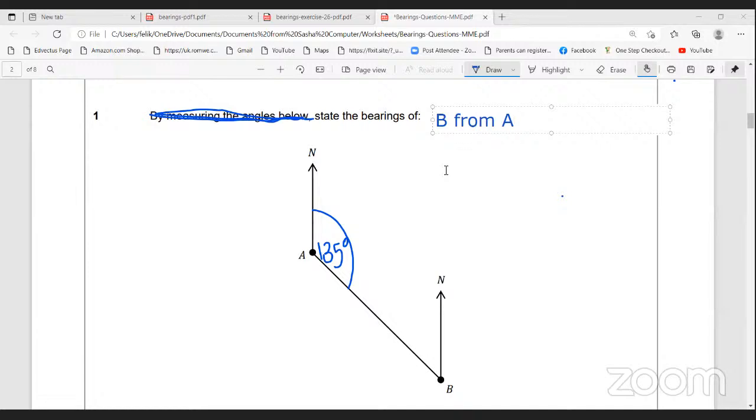Anyone know what that would be? The bearing of A from B was, let's double check that now, the angle from the north line to the line AB. That's the bearing. Can anyone tell me, going clockwise, what the bearing of B from A is?